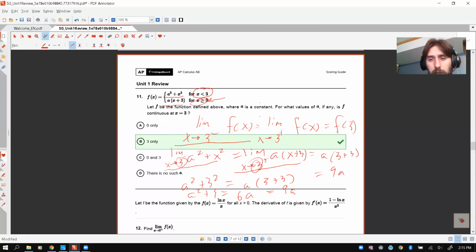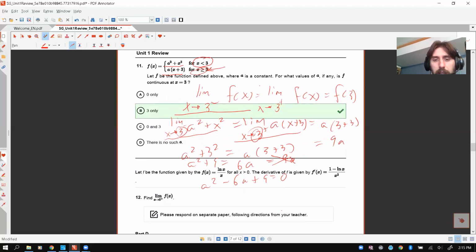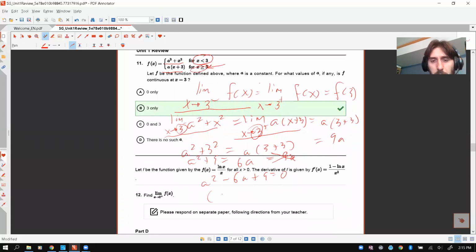We'll ignore that part for now, and we'll use that to double check our answer, I think is the best way to handle that. So if we solve this for a squared plus 9 equals 6a, if we subtract 6a from both sides, plus 9 equals 0, is a quadratic. And if we solve that, by factoring, we could do, I feel like there's something in this problem I have messed up.